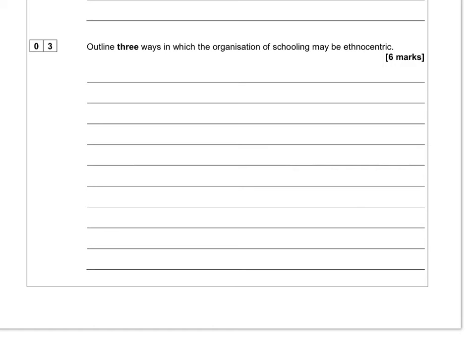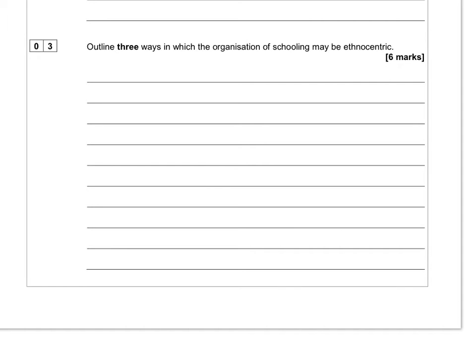So I wouldn't panic about this question: outline three ways in which the organisation of schooling may be ethnocentric, because again, we haven't covered it in too much detail. But just to give you an idea, this is things along the lines of the fact that all school holidays follow the Christian calendar, not other faiths. The food in the canteen is typically British food. We don't offer very many halal options, for example. And subjects like history focus very much on white British history, and we very rarely look at ethnic minorities unless we look at the history of enslaving them. So that just gives you an idea of how you could answer this question, but don't worry because we haven't covered it in too much depth yet.